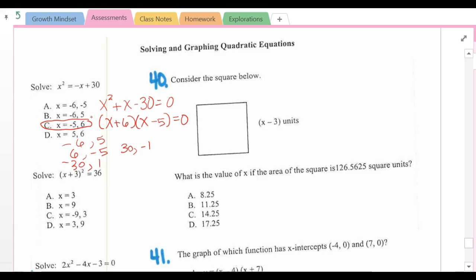And how would I check this problem? I would distribute these back and see if I get my original problem, x squared plus x minus 30.